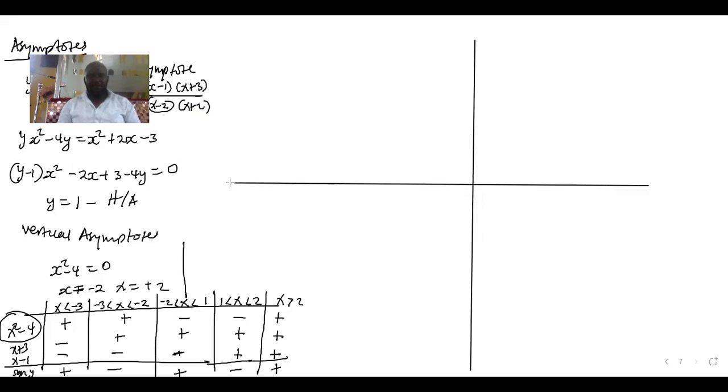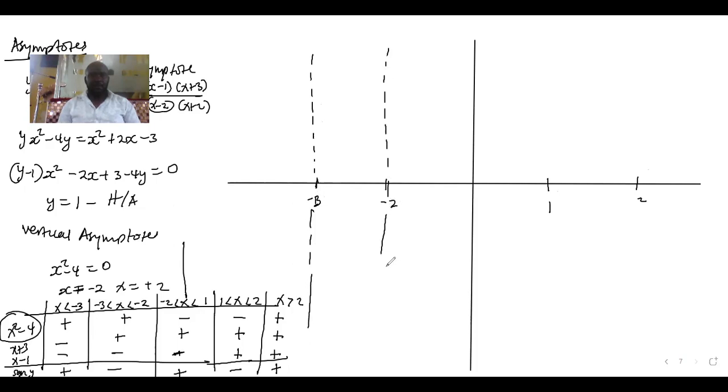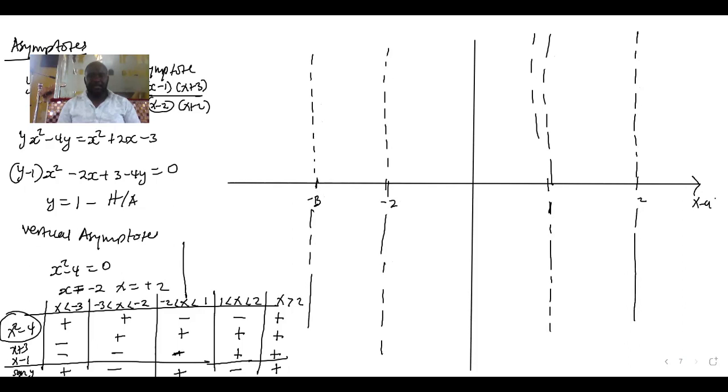We are ready to sketch the curve. First and foremost, what were the critical points? We had negative 3, negative 2, positive 1, positive 2. These are our regions. This one is coming this way, this way. You have to label the axes.